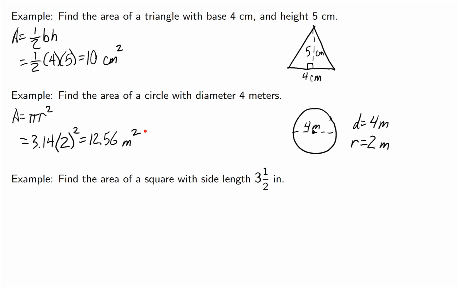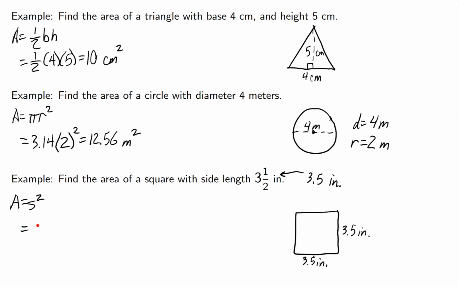Find the area of a square with side length 3 and a half inches. First thing I want to do is convert that to 3.5 inches. Remember the technique I showed you last time? That if you want to convert a fraction, you simply take the numerator divided by the denominator and then add the whole part. And that'll give you a square with your side length of 3.5 inches. Now to find the area is just one side length squared. So the side length was 3.5, and if we square that, we get 12.25 inches squared.